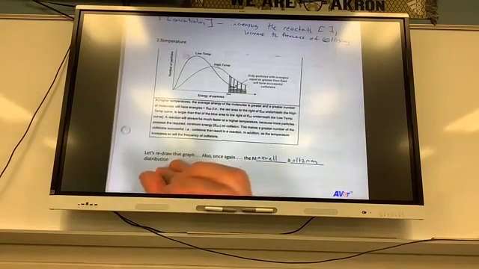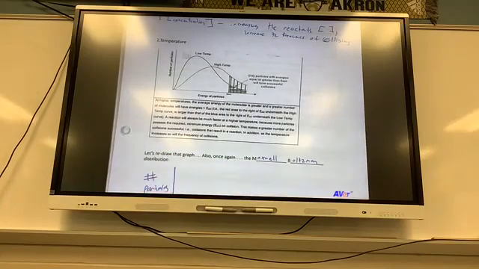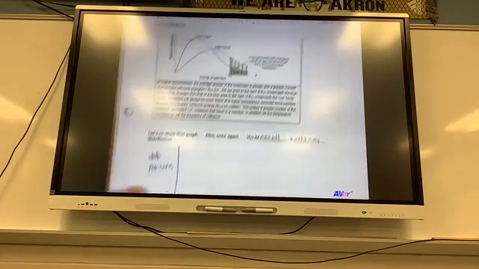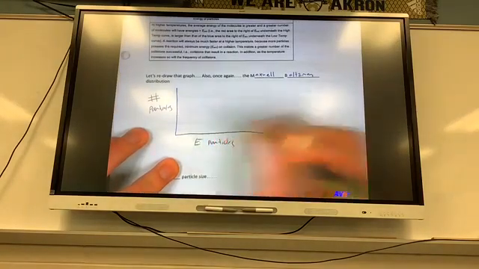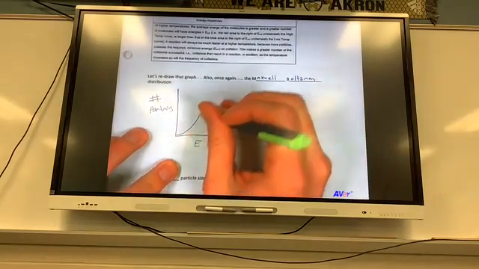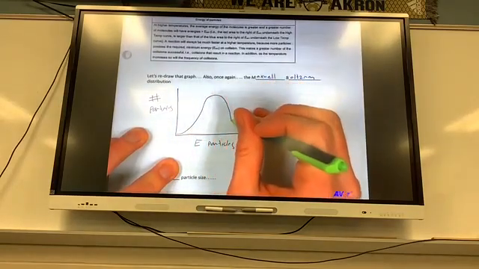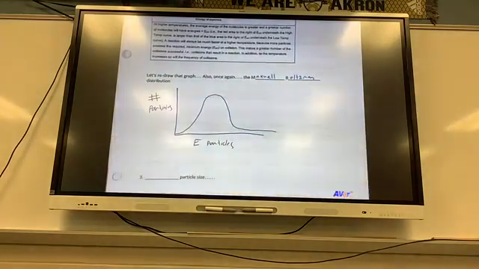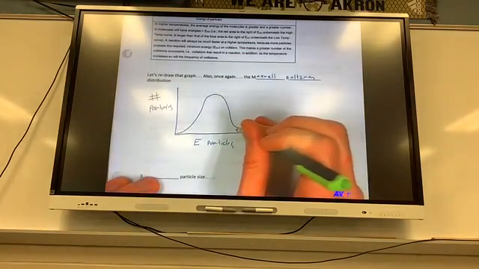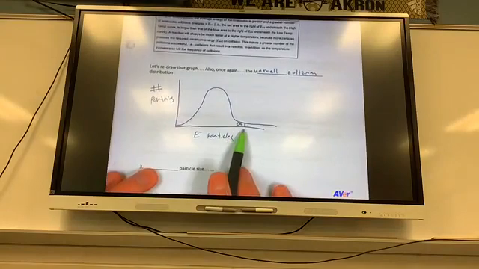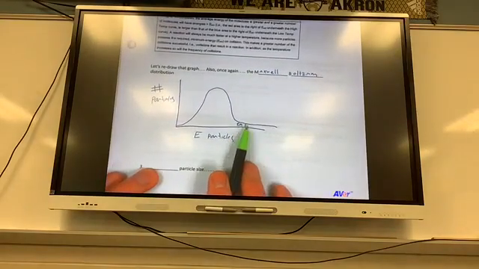You want us to also do it? Yes, I do. Here's the number of particles on my y. Here's my energy of particles on the x. So here's my start at a lower temperature, right? So here is my activation energy right here. It's tiny, but that's my activation energy.